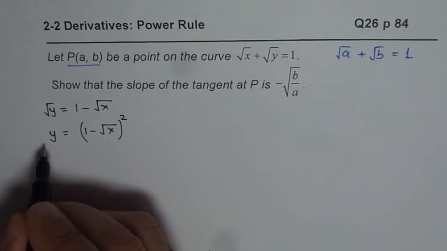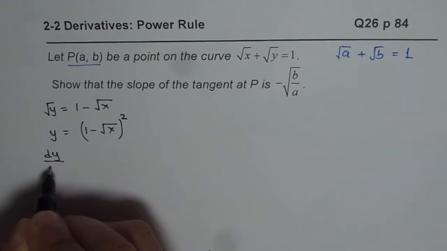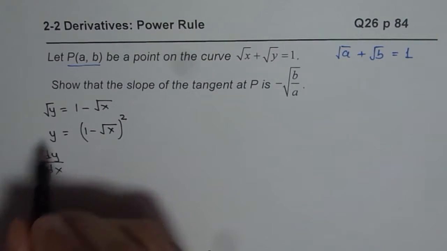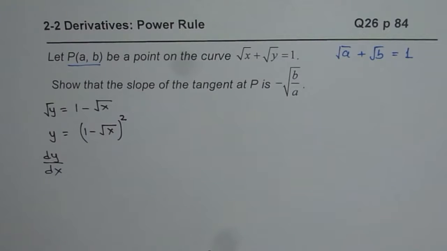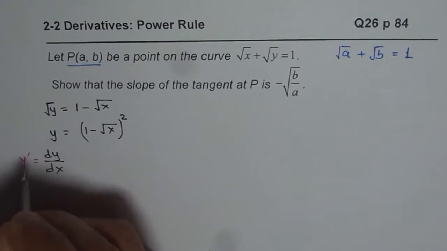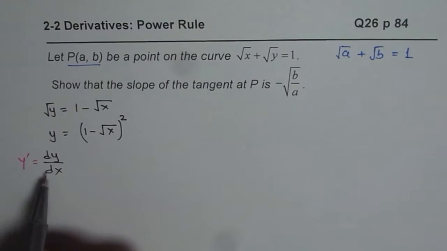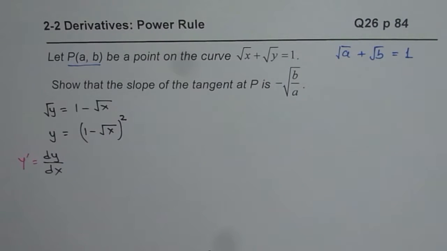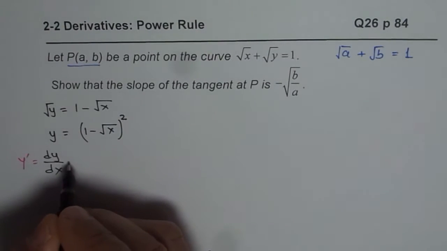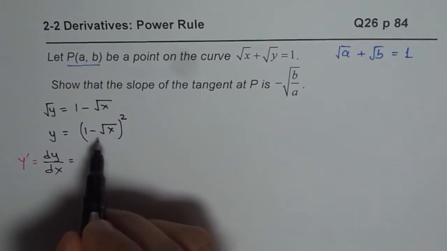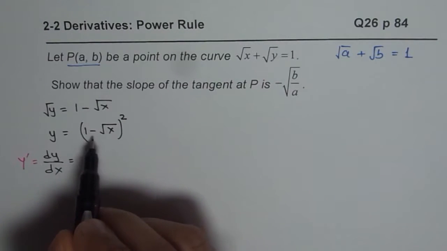So some of you may write dy/dx, or you could also use the nomenclature y dash, which means derivative with respect to x, right? So here we are doing the derivative with respect to x. That is the independent variable, right? So let's apply the rule, which is the power rule combined with the derivative of the inside function.